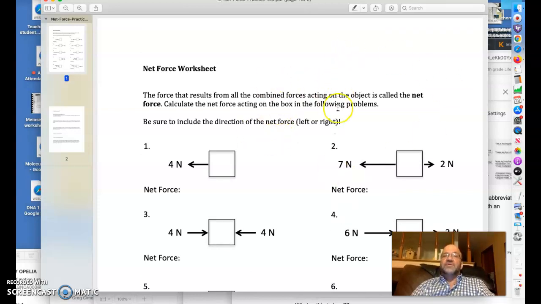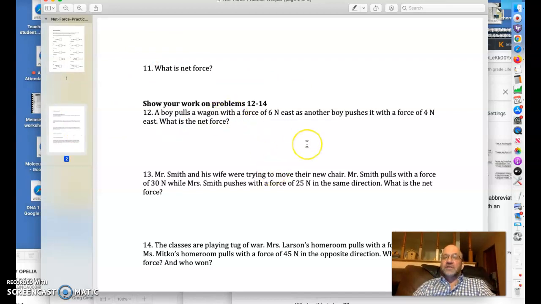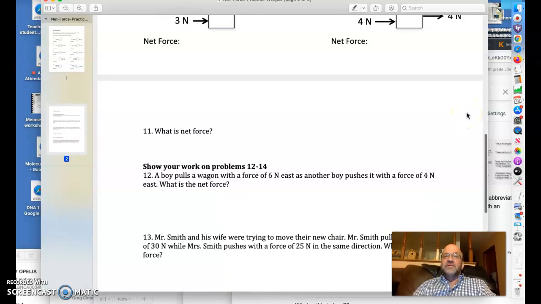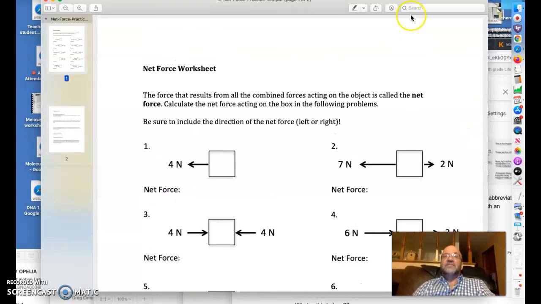You are going to fill this out. On the bottom, you're going to write how many newtons and what direction the box is moving. Okay? That is your job to show. And also on this sheet, you're going to read the word problems and you are going to fill this out. And that is your job, your assignment. All right, have fun with newtons.